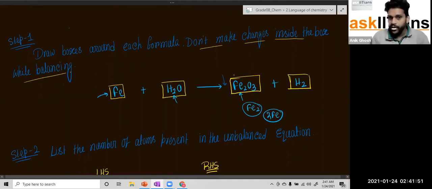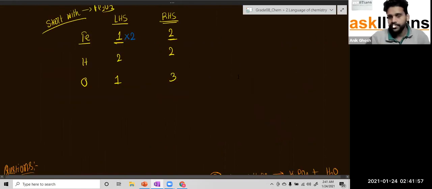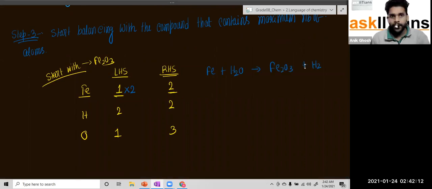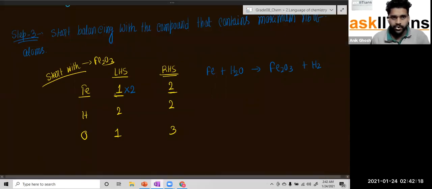So let's write 2 over here and see what new equation we are getting: Fe plus H2O gives us Fe2O3 plus H2. The first step shows us to multiply 2 with it. So just multiply 2 with it. Now what is happening is 2 Fe and 2 Fe. So iron is now balanced, isn't it? The iron is now balanced.